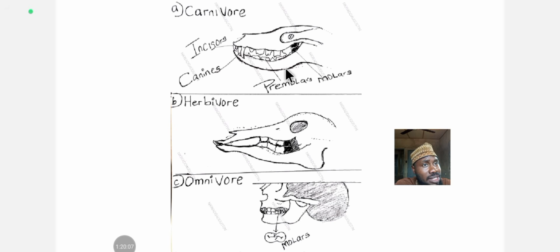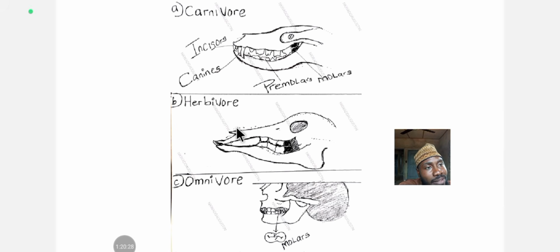Now comparing the teeth in carnivores, herbivores, and omnivores. All right. So for carnivores, like we explained, long canines and big premolars, which are called the carnassials. Okay, while for the herbivores, they have what is called the diastema.